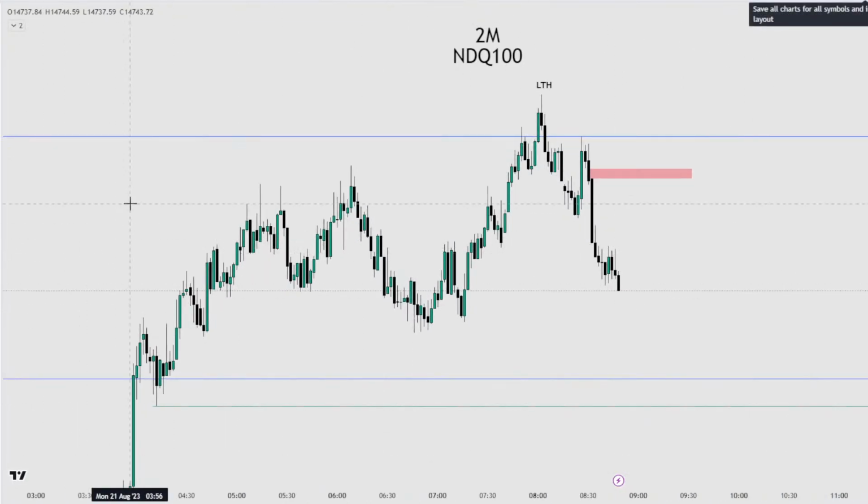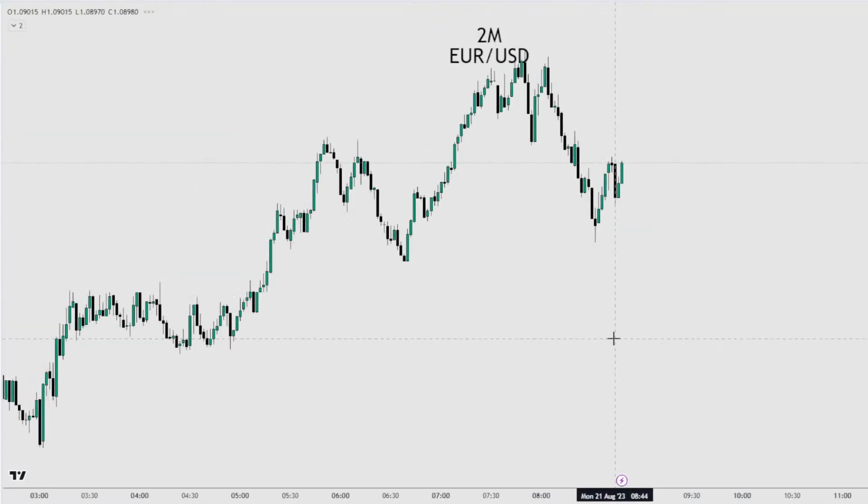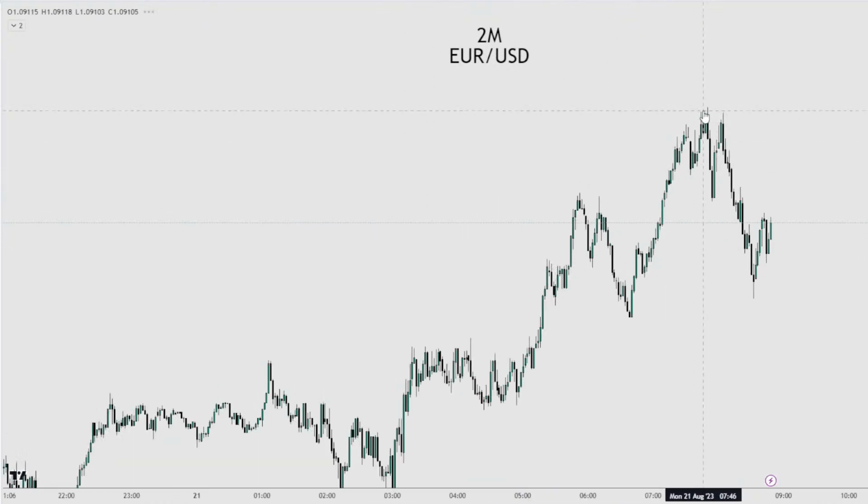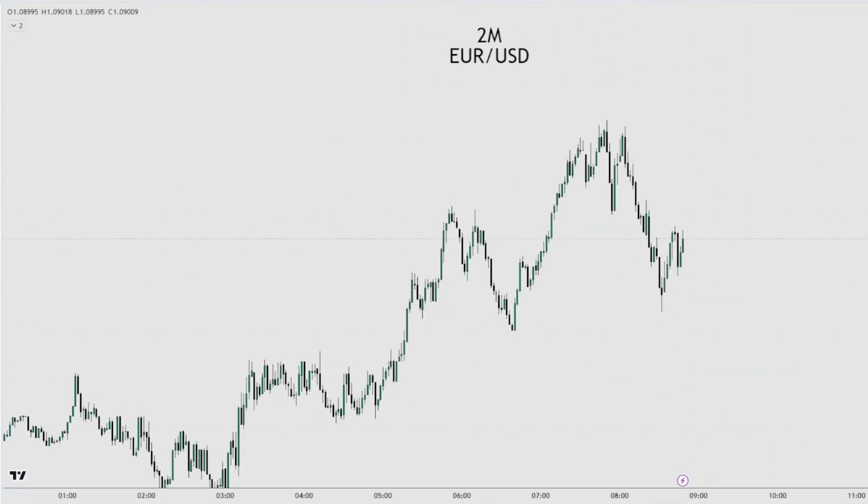Do I trade US30? No, I don't. I think I already said it. I'm not sure. Let's see EU. Well, EU is actually pulling back. Yeah, sure.